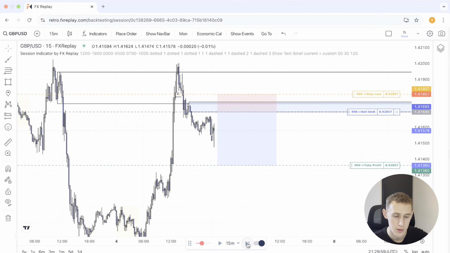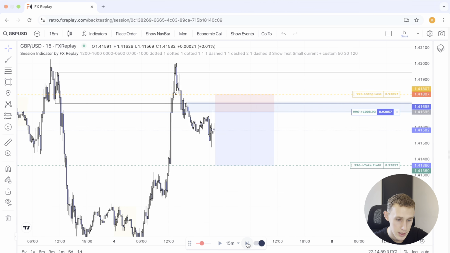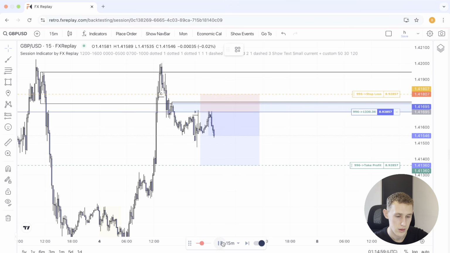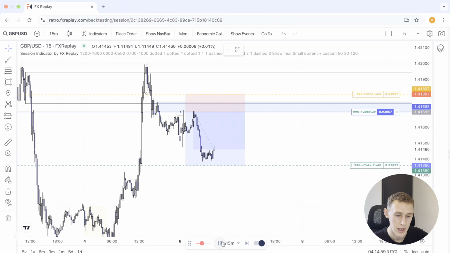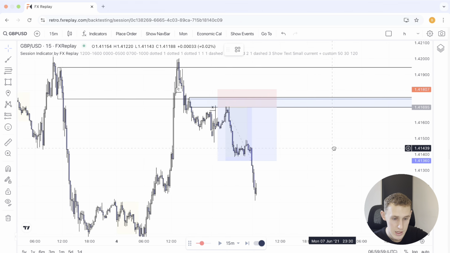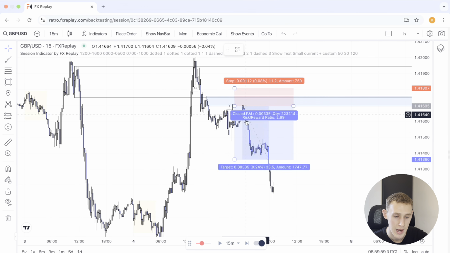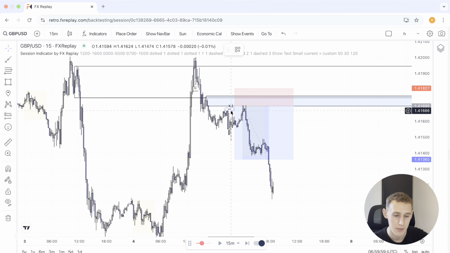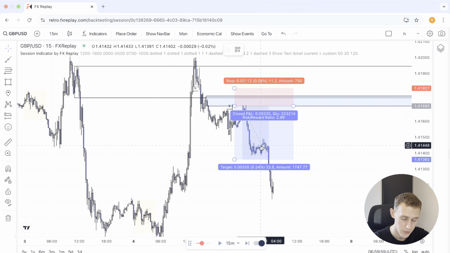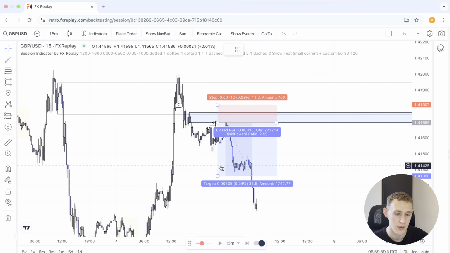There we go, wick into our level. We had a sweep of this previous high as well, so this is looking quite good. Let's see if it can continue. Looks good so far. And yeah, there we go. So it was actually a perfect entry. You can see price wicked that level, tapped into the supply, and then continued to sell off. So that was a very nice first trade of the session.